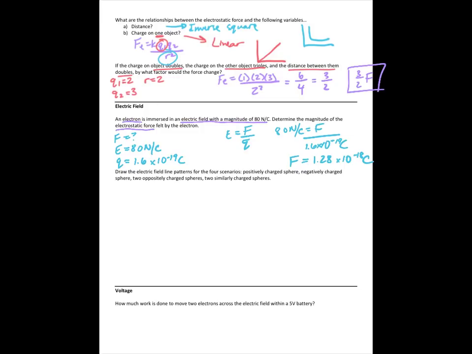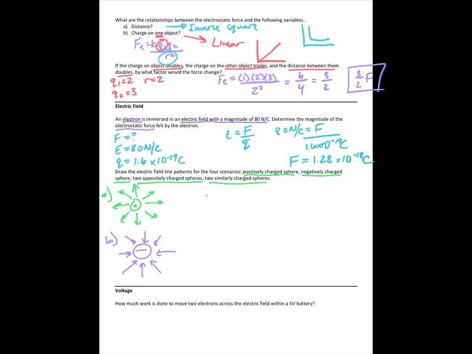Now we're going to go into the drawing part. We have to draw electric field lines for the 4 scenarios. This is A, B, C, and D. So we'll start with A. Positively charged sphere. Remember that positives radiate outward because they radiate happiness and spread it to the world. Okay. B is the negatively charged sphere, and they suck in the happiness of the world because they're so negative, they want to ruin it.